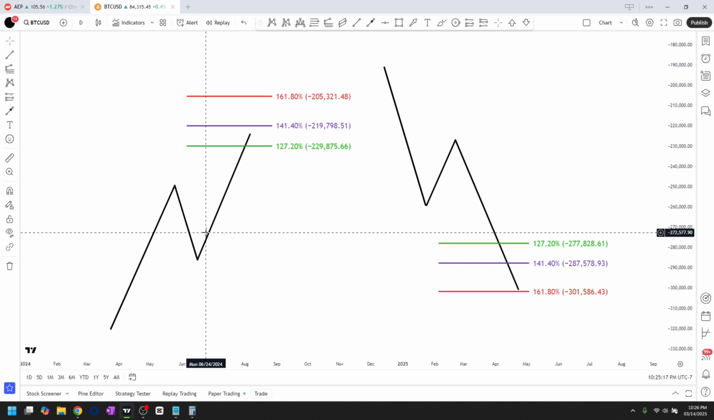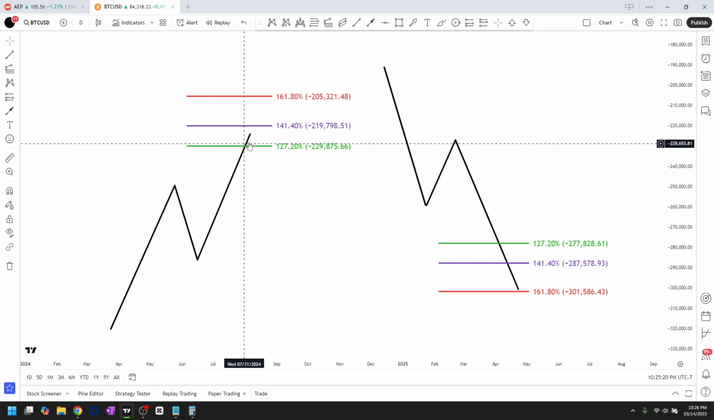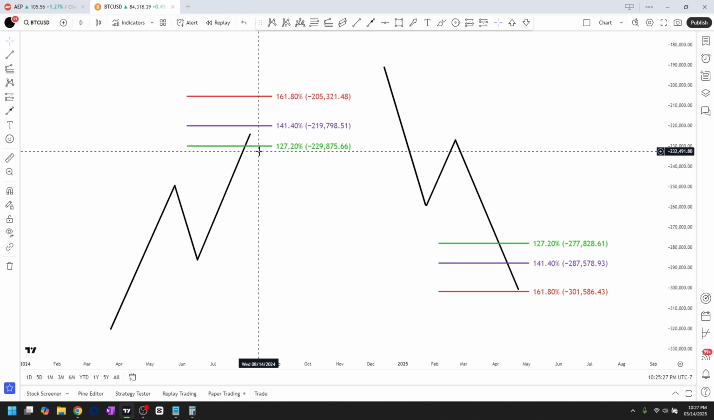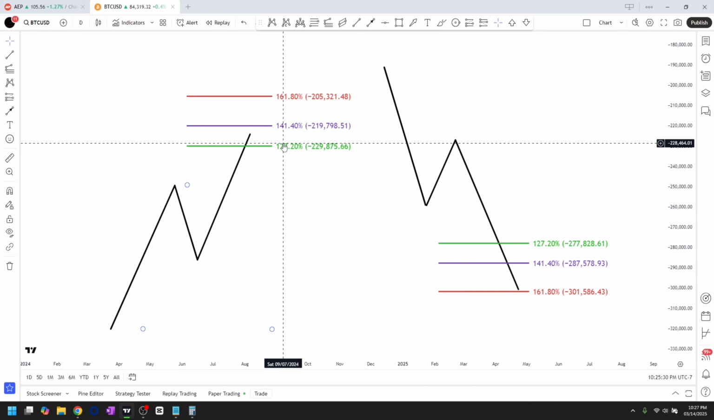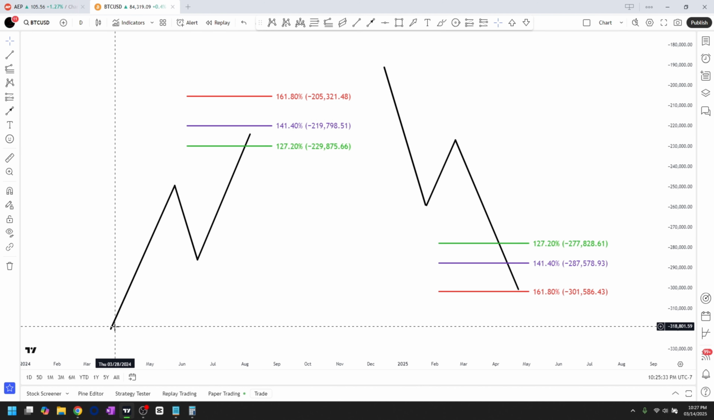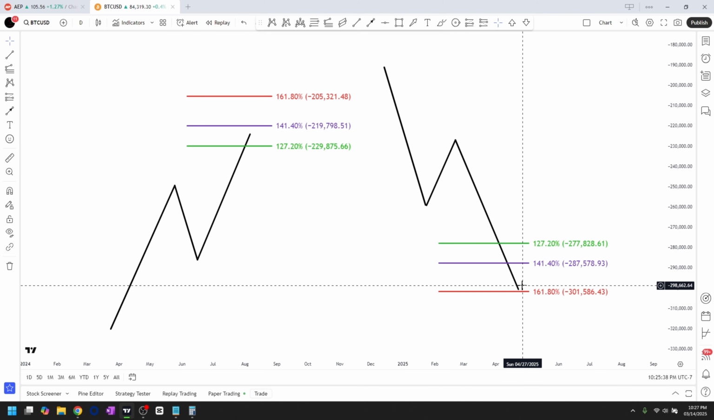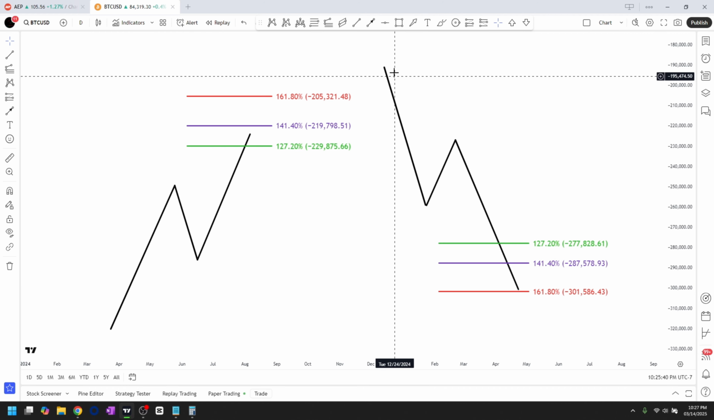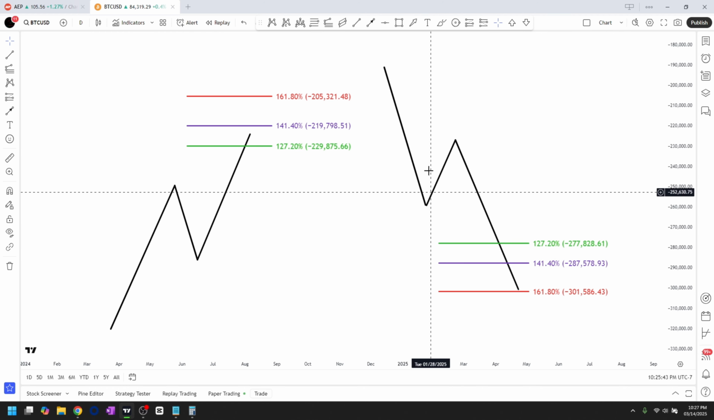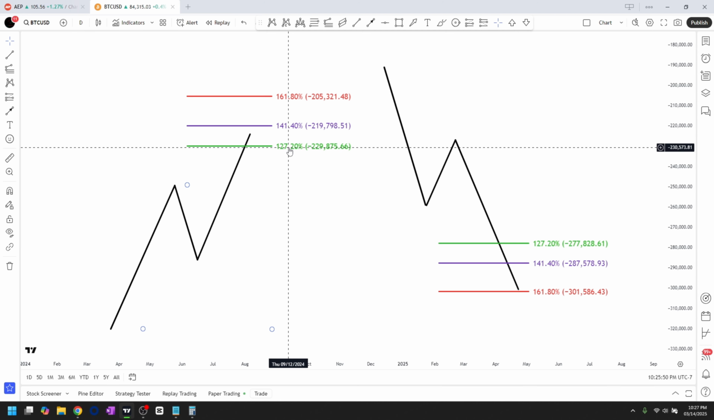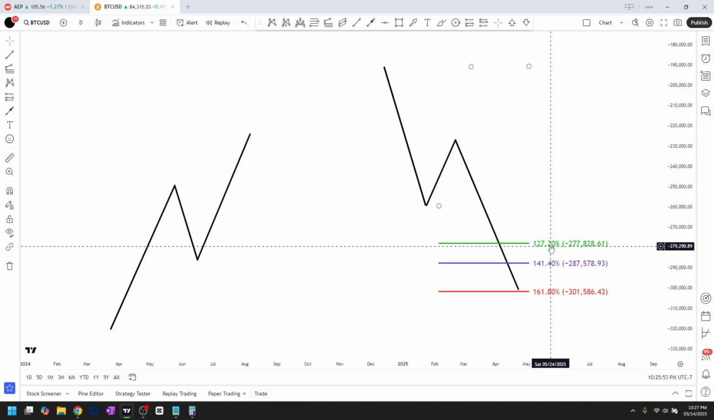Okay, so looking over here, kind of similar to how we started, wanting to know, just being curious enough to know where this ended, and this fell right in between. This is the 127 extension. It's right in between 127 and 1414 of this low to this high, and then vice versa this way. If we wanted to know how much this extended over here, it's the extension of this high to this low, and that was 161. It's 1618, 161%. So let me show you what that would look like if we did it.